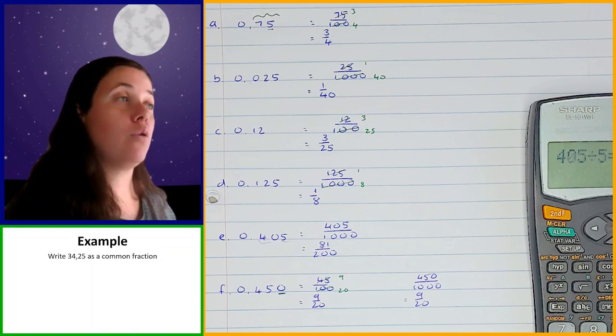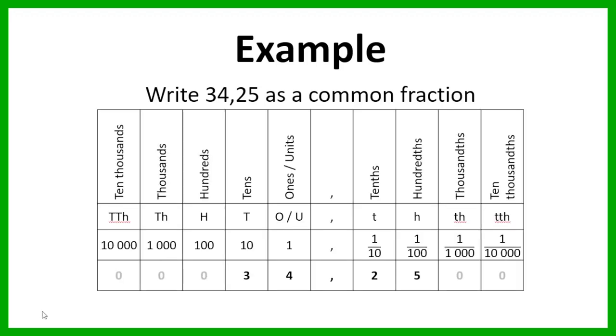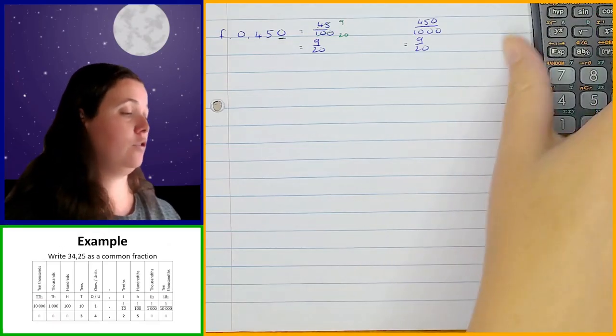Right, now the next example we're going to be doing, we've got 34.25 as a common fraction that we need to write. Now, what you're going to have to do first here is recognize that this one has got non-zero digits before the decimal point, before the comma, which we haven't had in any of the examples before now. If we look at what this looks like in our place value table, it looks like this. So my 3 is in the tens position, my 4 is in the ones or units position, then I've got my comma, then I've got the 2, which is in the tenths position, and I've got the 5, which is in the hundredths position. Okay, so again, there is a long way of doing this, and there is a short way of doing this. I will show both to you, but then from there on, I will be using the short method.